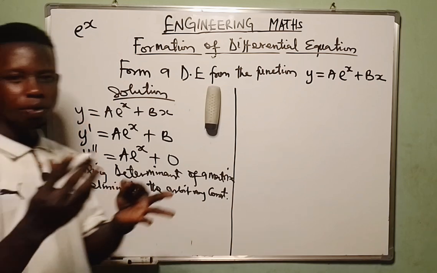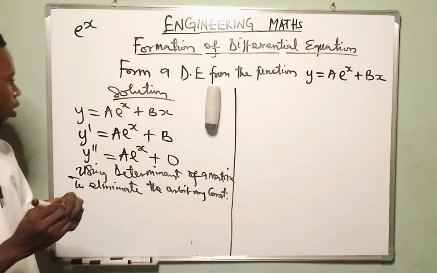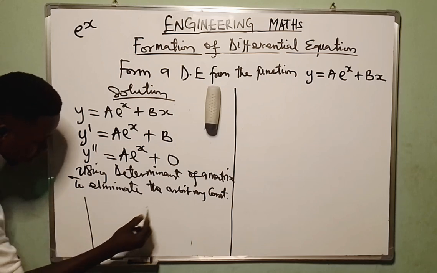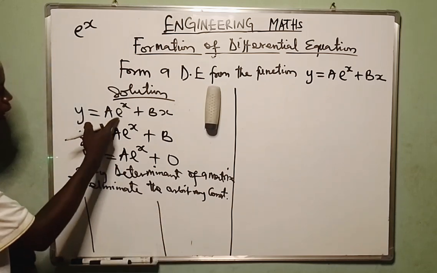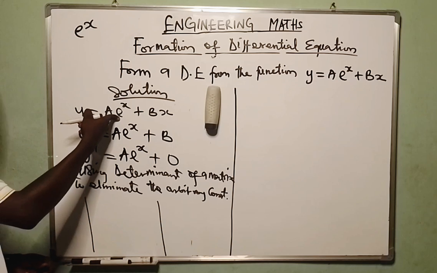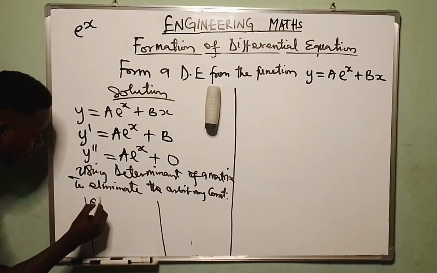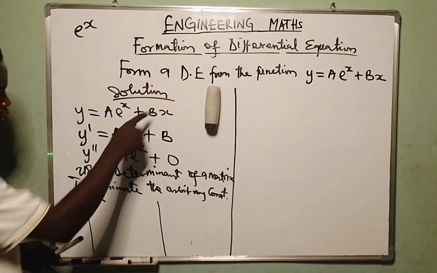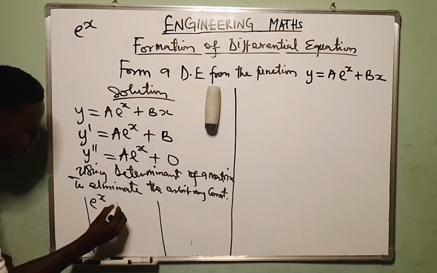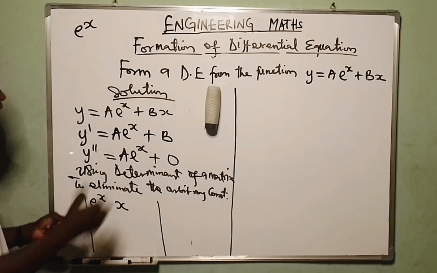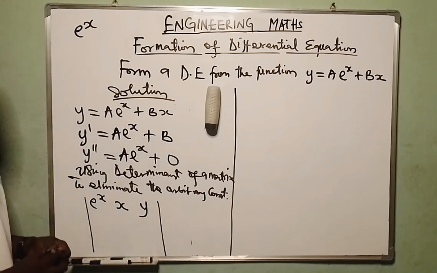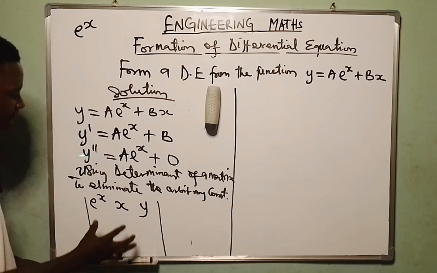Understand this step that I'm about to embark on now. Your a is going to be on your first line. What is the coefficient of your a? The coefficient of your a is e^x. So you have your e^x. What is the coefficient of your b? The coefficient of your b is x. And lastly, that function is y. You write your y. I hope you understand what I have done here.